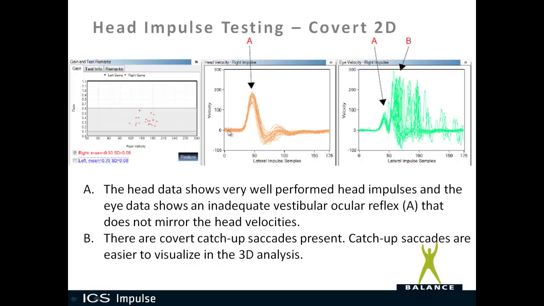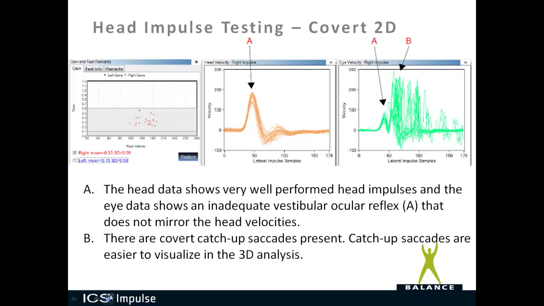You have the head impulse here in orange, and then over here in the green you have the eye movement. So if you look at the head movement to the eye movement, you can see that the eye is reduced, so the vestibular ocular reflex is not performing normally. And then you have all of the catch-up saccades. And notice that the catch-up saccades for covert are actually closer to where the eye movement is, because those are occurring during the head movement, whereas overt occurs after the head stops moving.